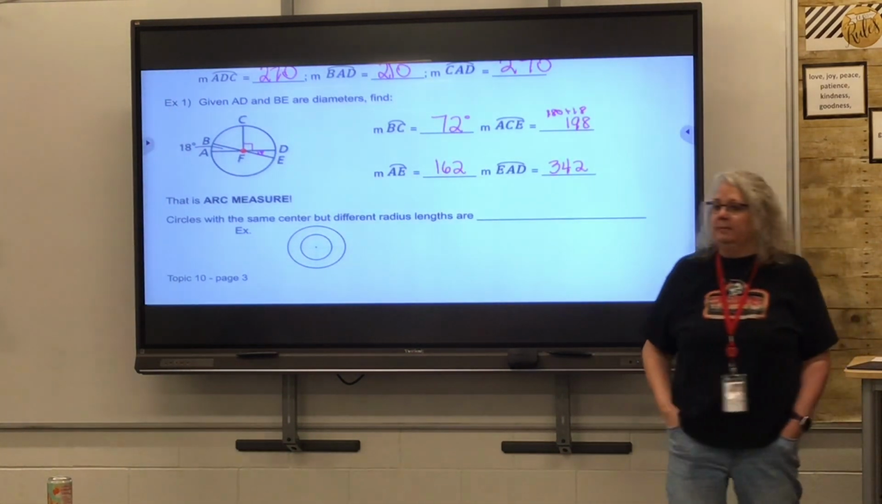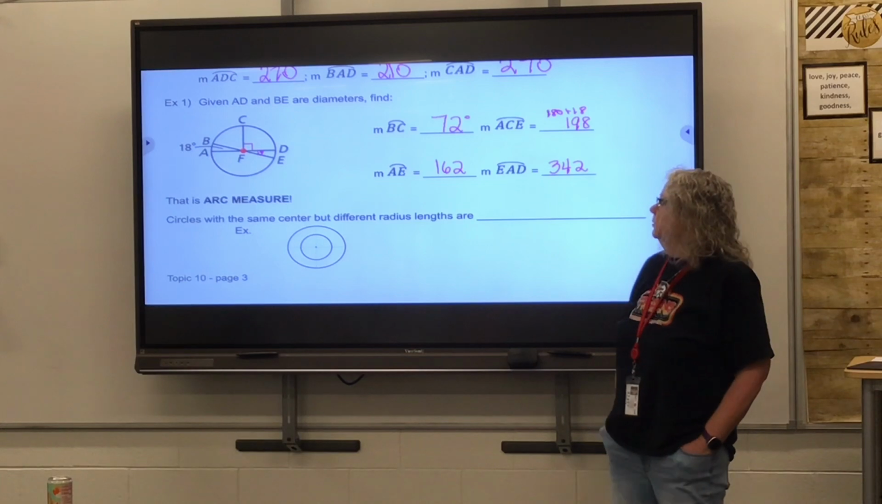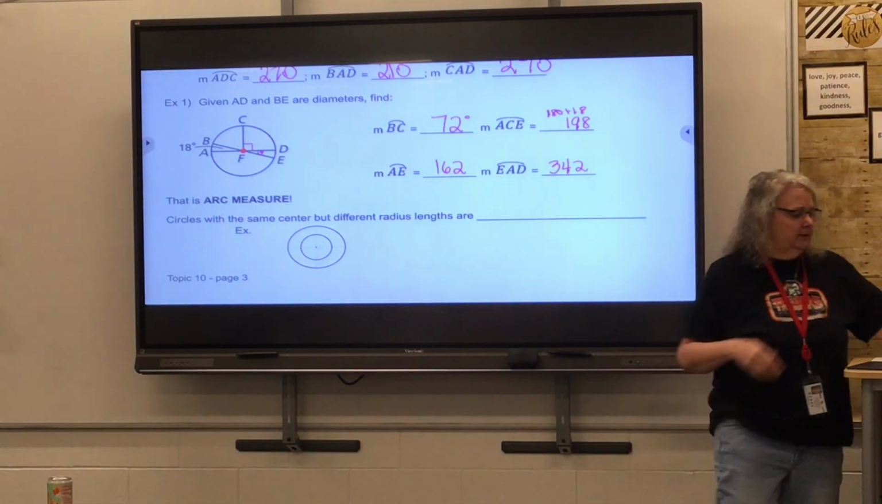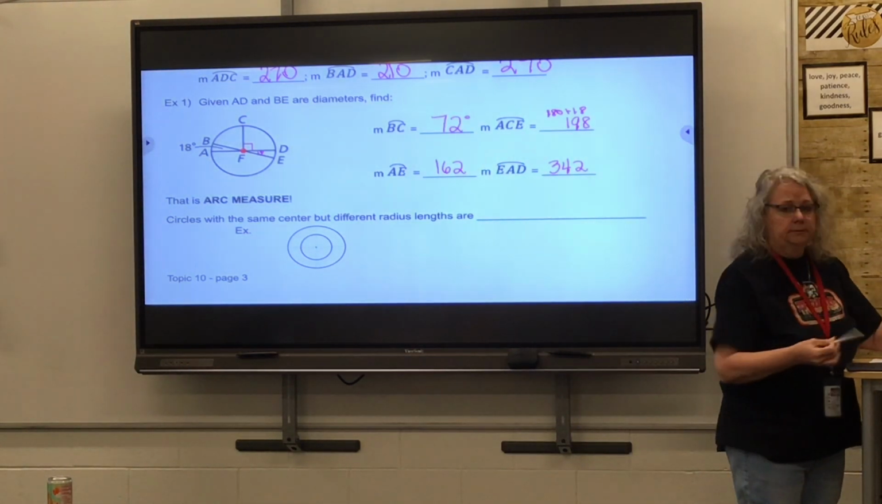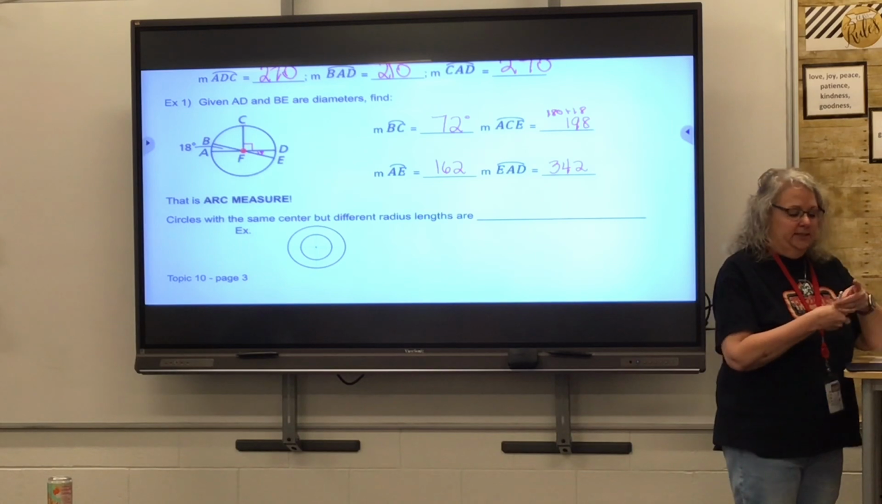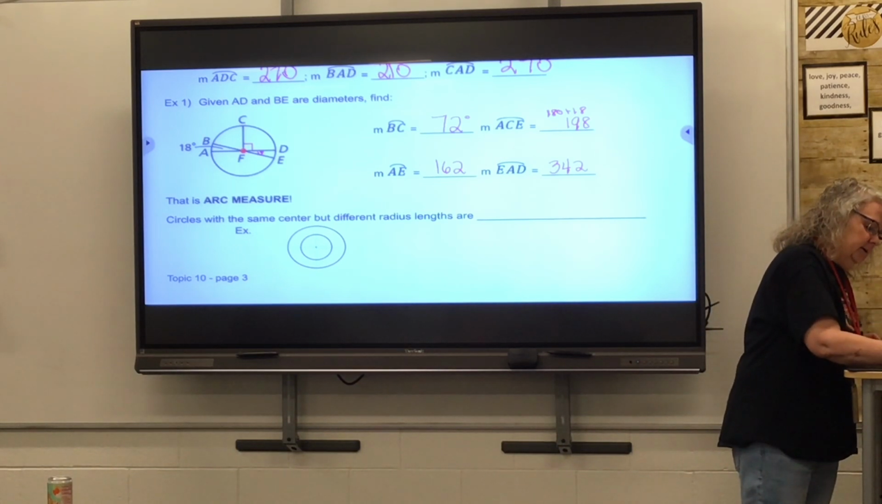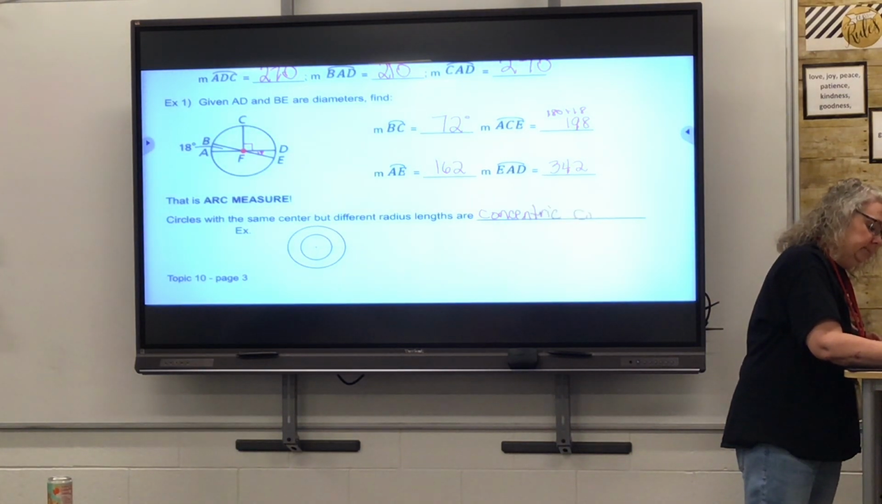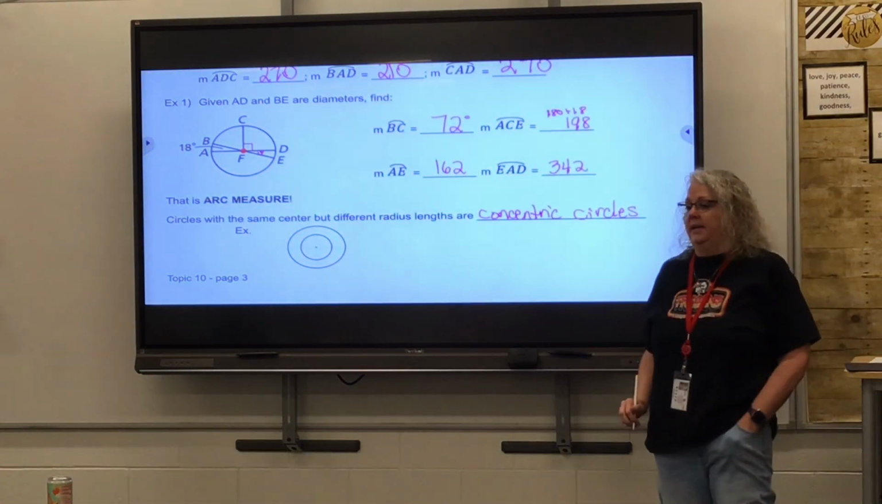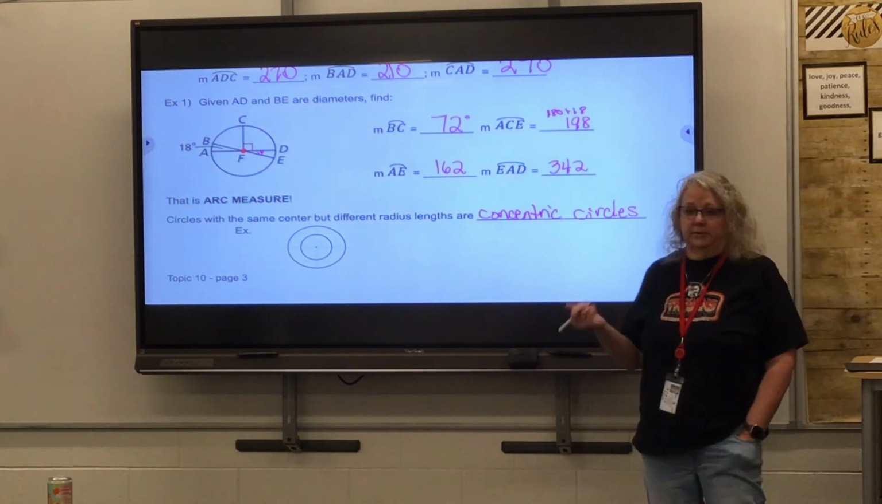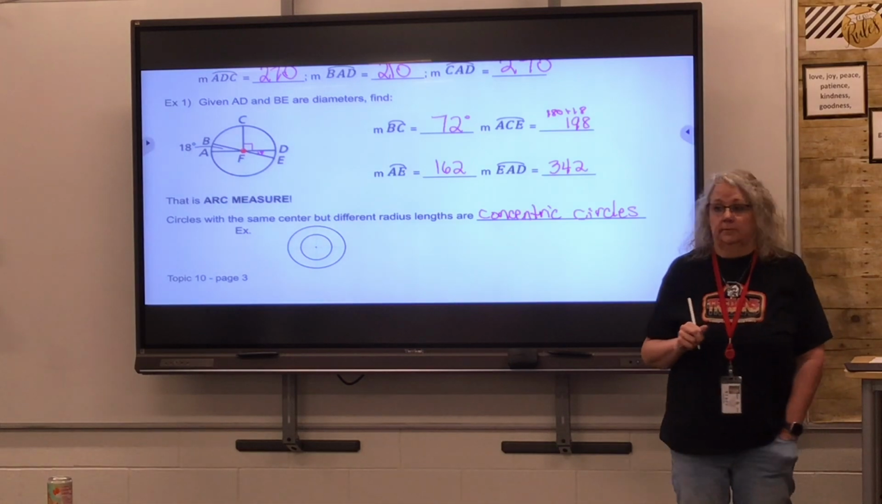However, look at the bottom of your page. Circles with the same center, but different radii, are called concentric circles. Concentric circles: circles that have the same center but different radii. Okay?